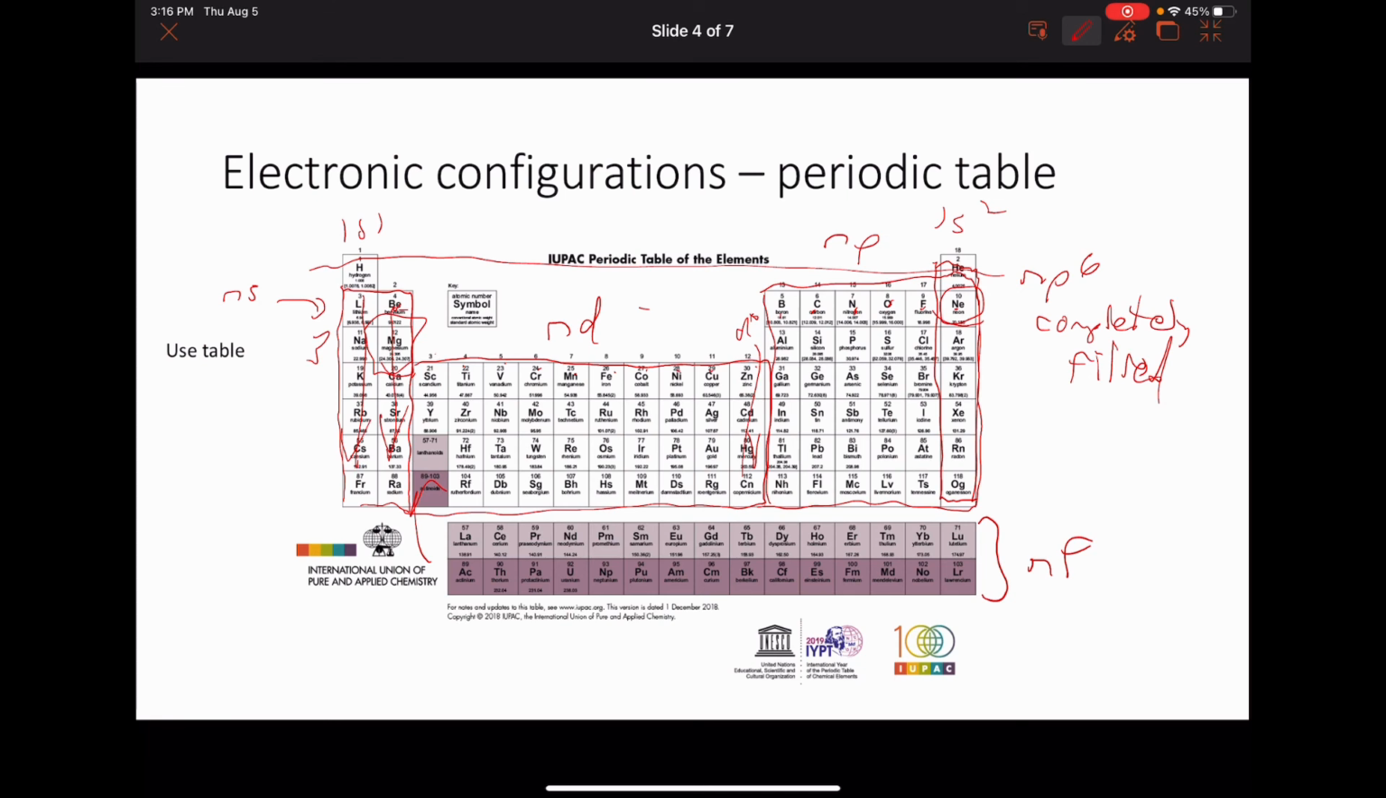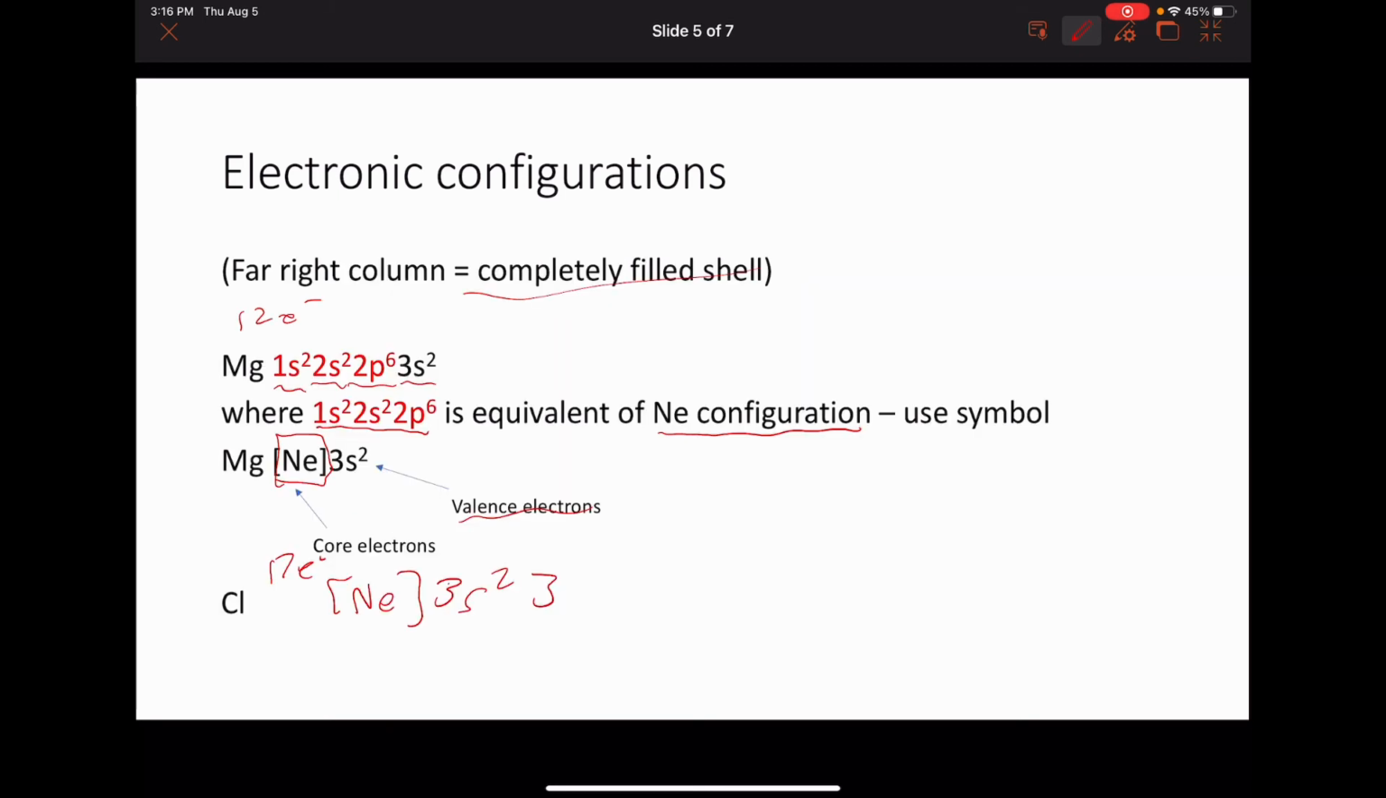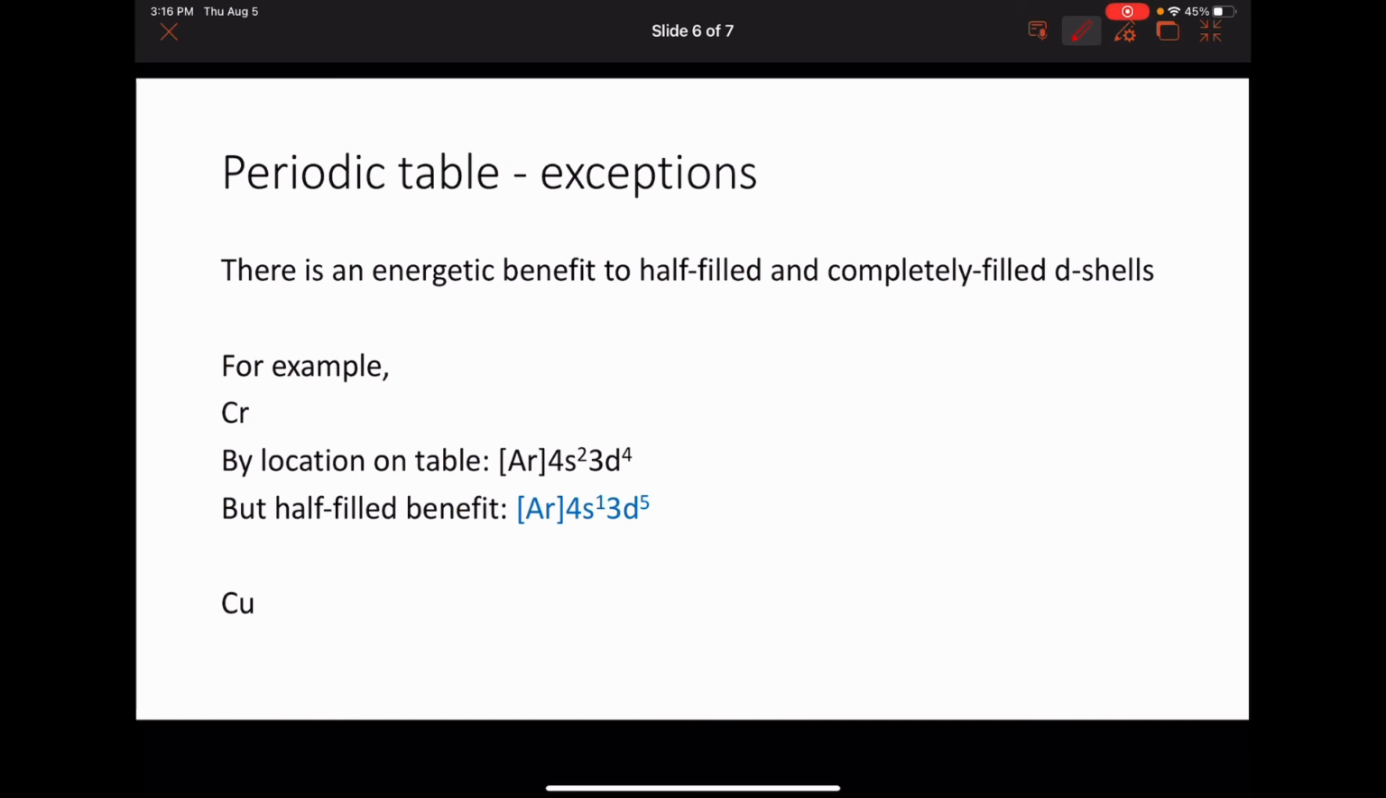If you notice, there's a gap here in the d's. There's no d's between it. And then it's 1, 2, 3, 4, 5 p electrons, so 3p5. So neon, 3s2, 3p5 would be the ground state electronic configuration of chlorine.